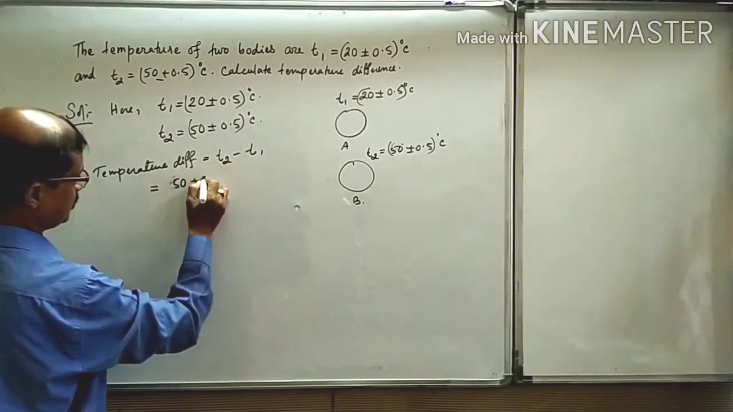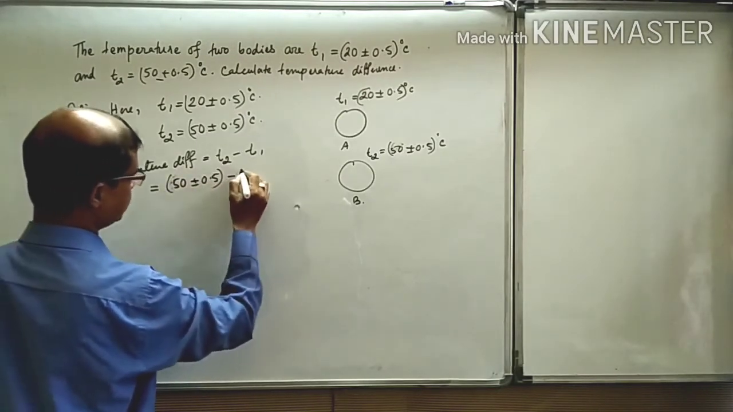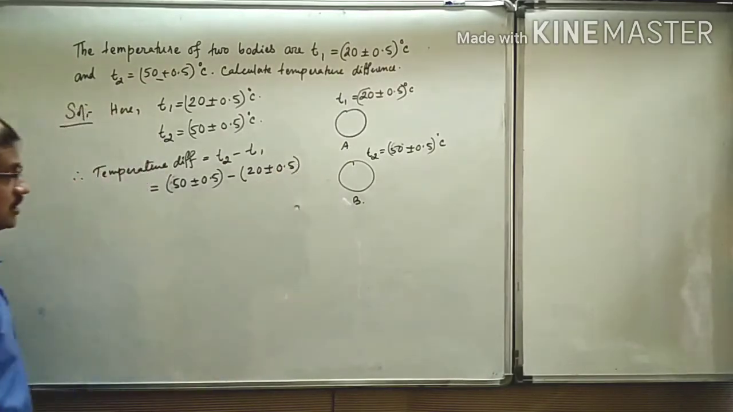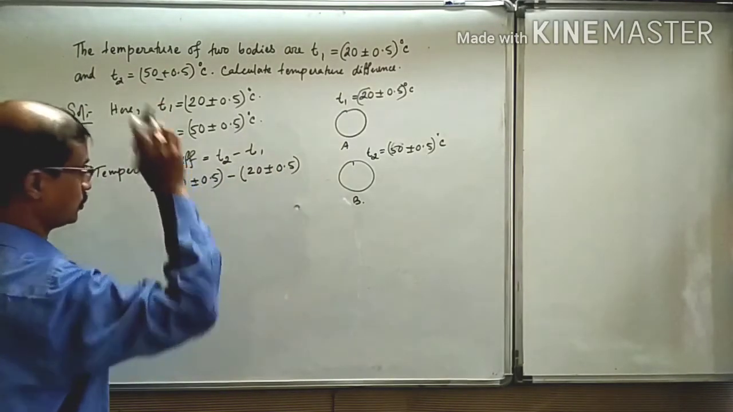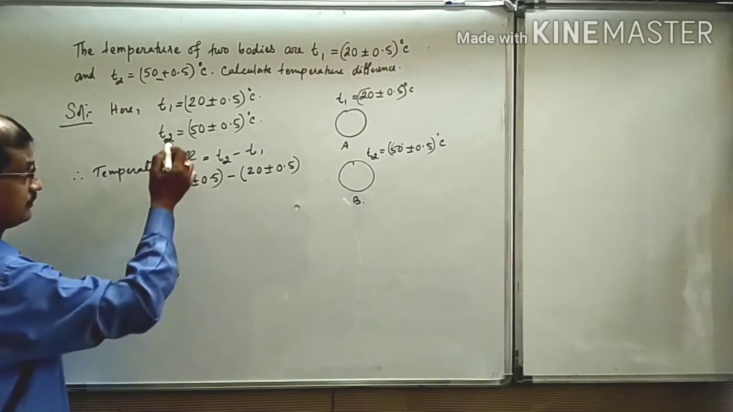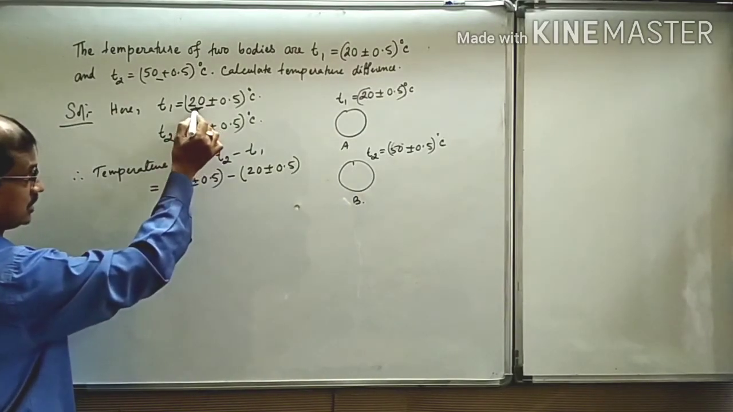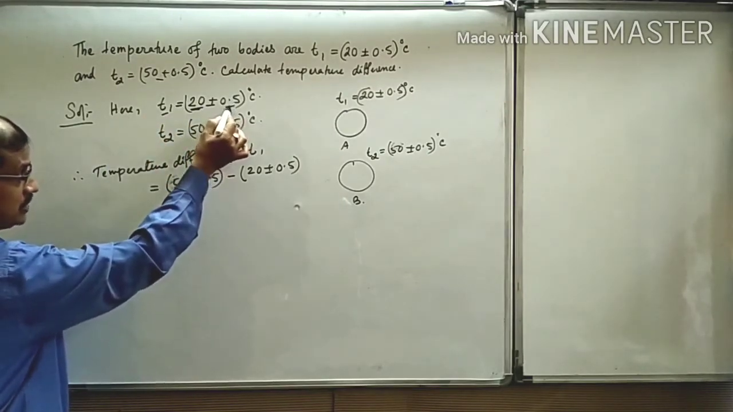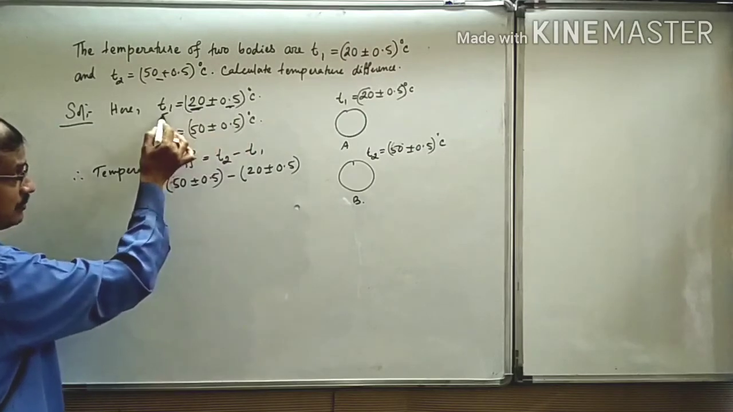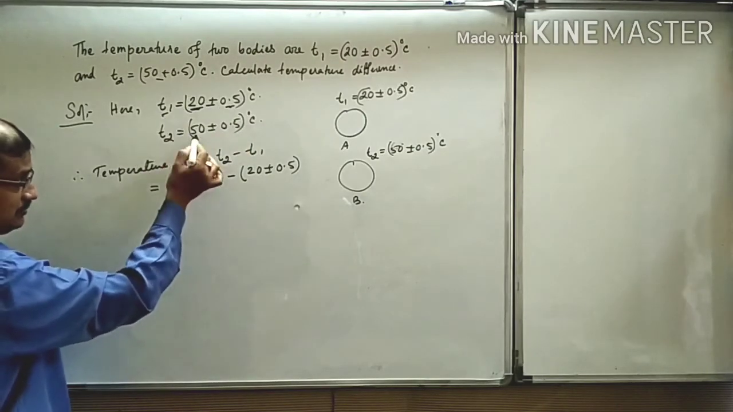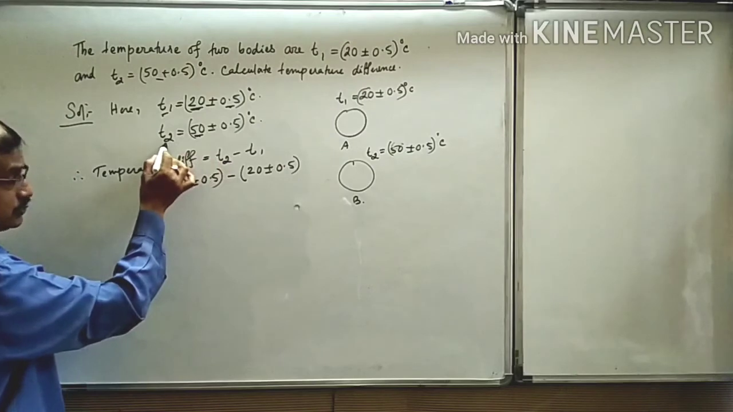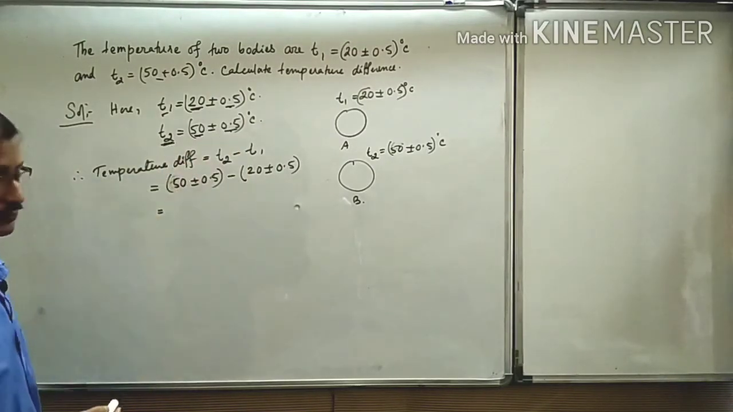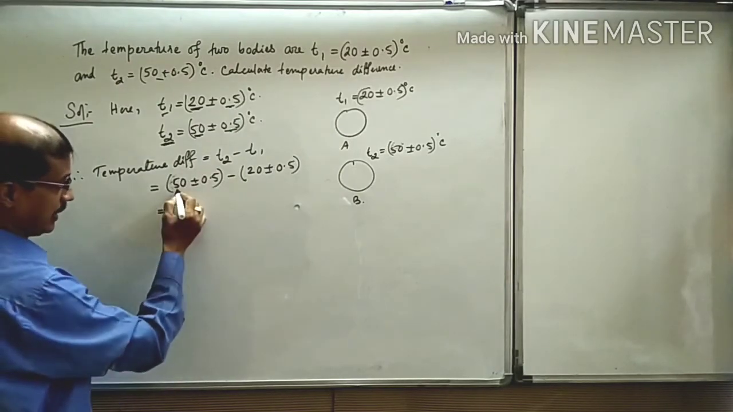Putting the values, 50 plus minus 0.5 minus T1, which is 20 plus minus 0.5. Here 20 represents the actual value of T1 and 0.5 is the absolute error in the measurement of T1. Similarly, 50 is the actual value of T2 and 0.5 is the absolute error in the measurement of T2.